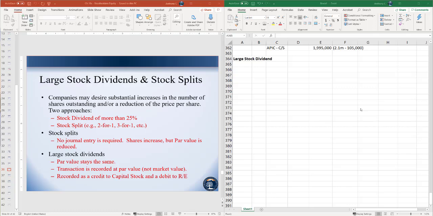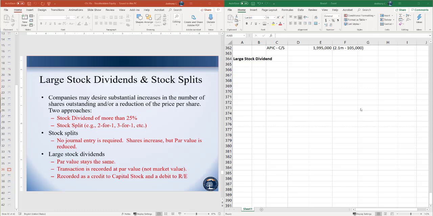In discussing large stock dividends, we're also going to simultaneously discuss stock splits because they're pretty similar. Both large stock dividends and stock splits will significantly increase the number of shares outstanding. Pay attention that the company is not issuing more stock to raise capital. They're simply taking the same pie and cutting it into smaller pieces among the same set of owners.